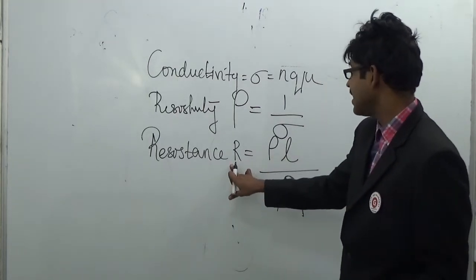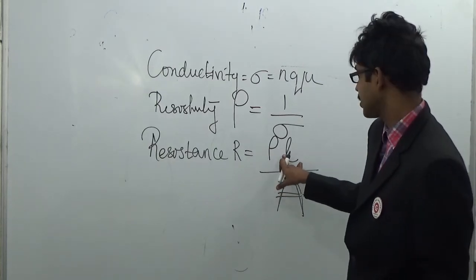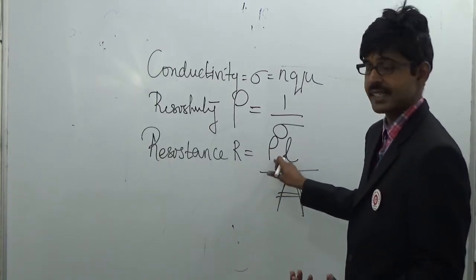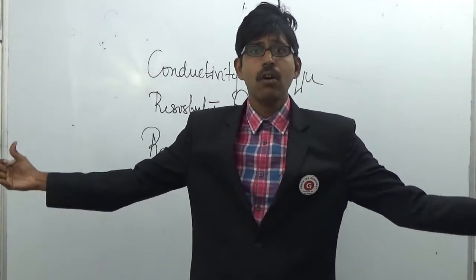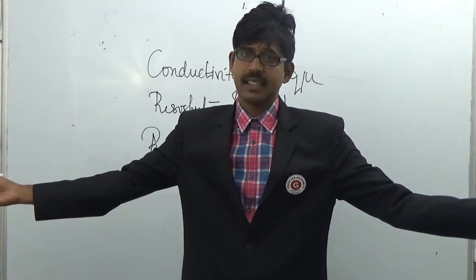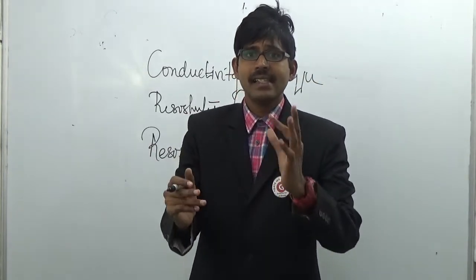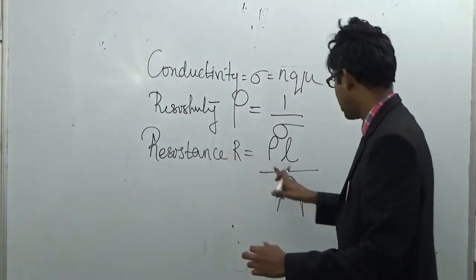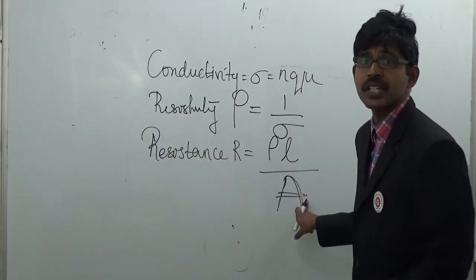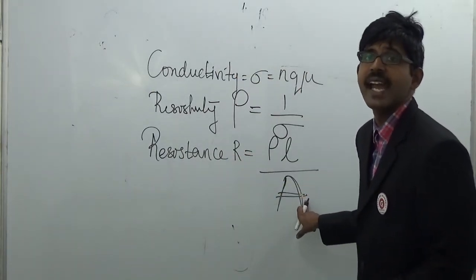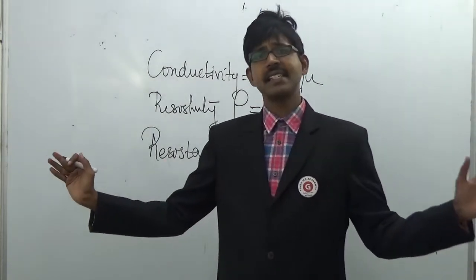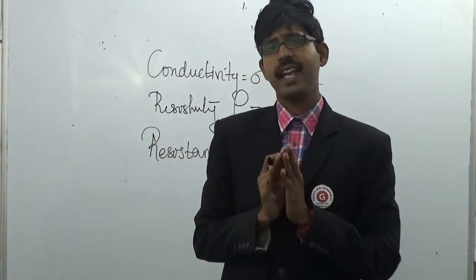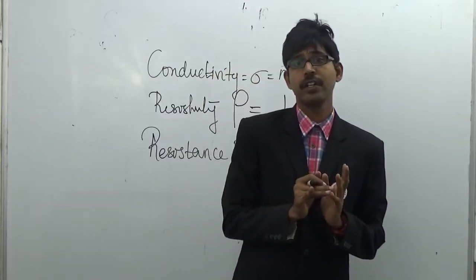the resistance is directly proportional to the resistivity. It is directly proportional to the length. So, the more the length, the more the resistance; the smaller the length, the lesser the resistance. And it is inversely proportional to the cross-sectional area. So if the area is large, its resistance is going to be small. If the area is small, its resistance is going to be large.